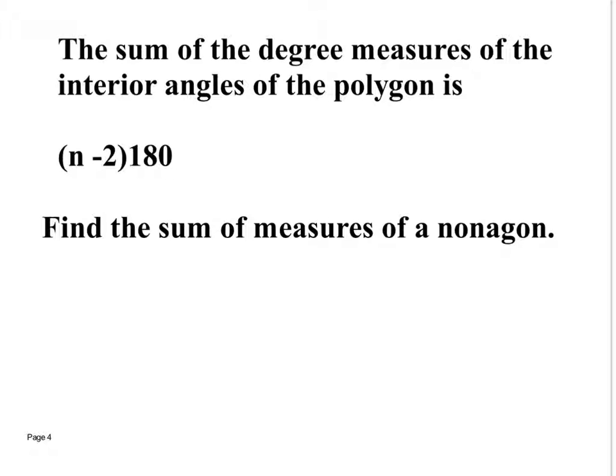So here, find the sum of the measures of a nonagon. How many sides does a nonagon have? 9. So we plug it into the formula.